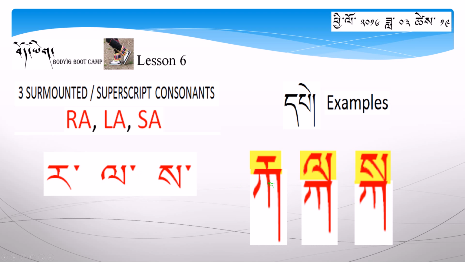Now when it's stacked on top of the letter ka, this is what it looks like. So this is rakata ka, lakata ka, and sakata ka. In this example, whether the ra is used, the la is used, or the sa is used, there is no change in the pronunciation. So it's rakata ka, lakata ka, and sakata ka.